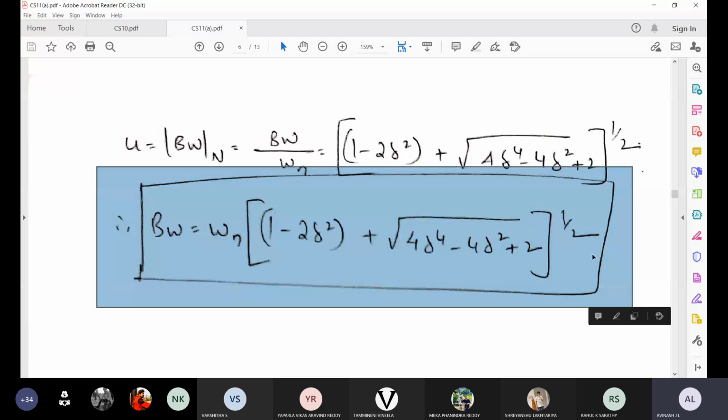This particular equation, at least you take it down. What is the equation for bandwidth? Bandwidth equals ω_n times [1 − 2δ² + √(4δ⁴ − 4δ² + 2)] to the power of 1/2.